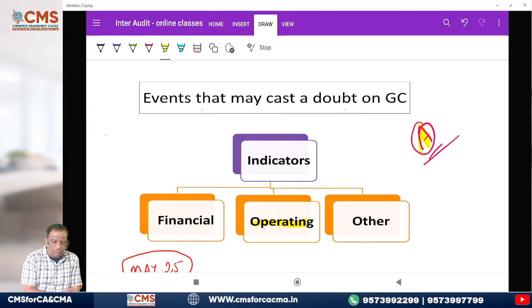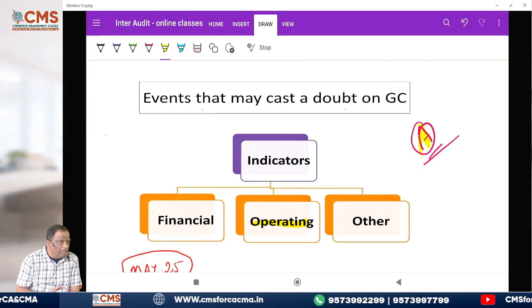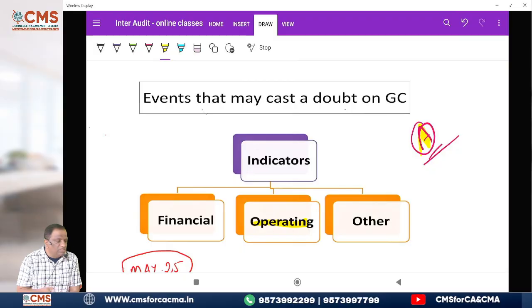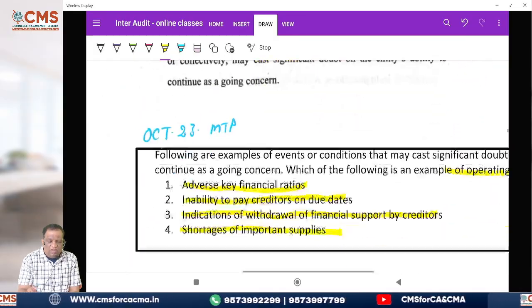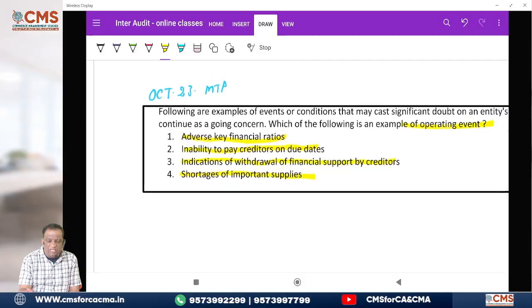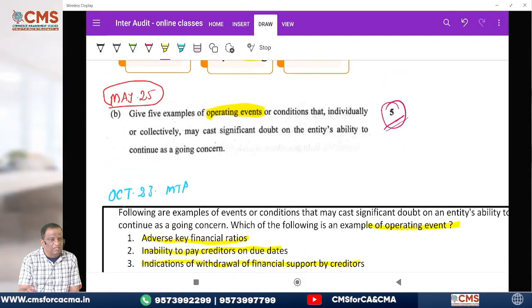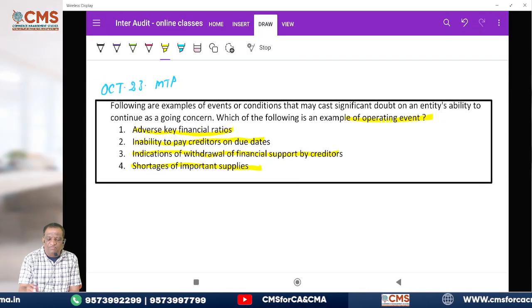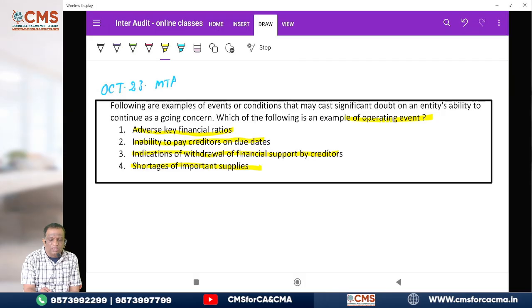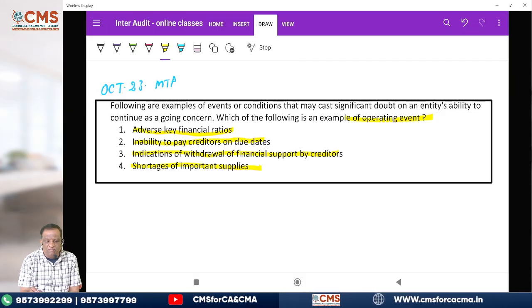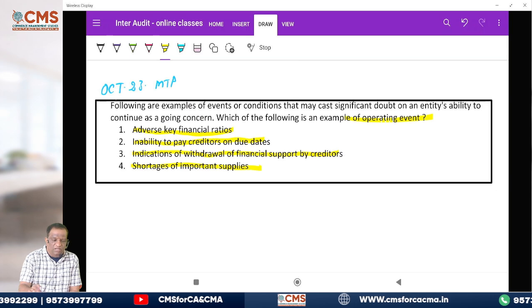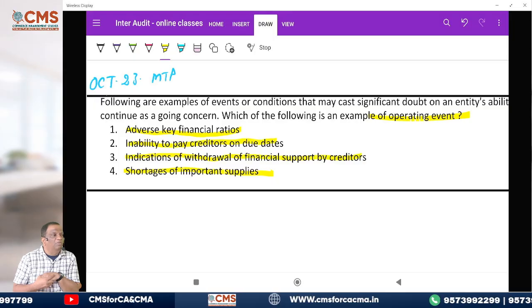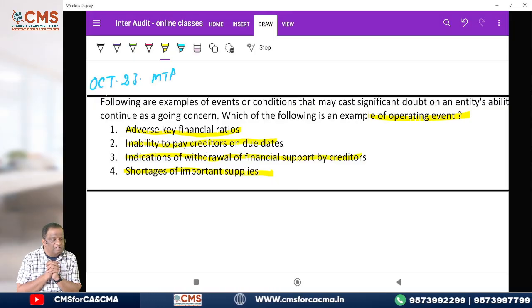So financial one is all about financing. Operating, it is all about operating it. No money problem, but labor problem and the lack of availability of material and all this. And other problem is compliance with the legal and law requirements and all this. And look at some other type of questions, what he is asking. One is, you will get a direct question like this. And the other type is, he is asking, following are the examples of events or condition that may cast a significant doubt on the going concern. Which one of the following is an example of operating event? Now, you read it and tell me which one among these four is an operating indicator.